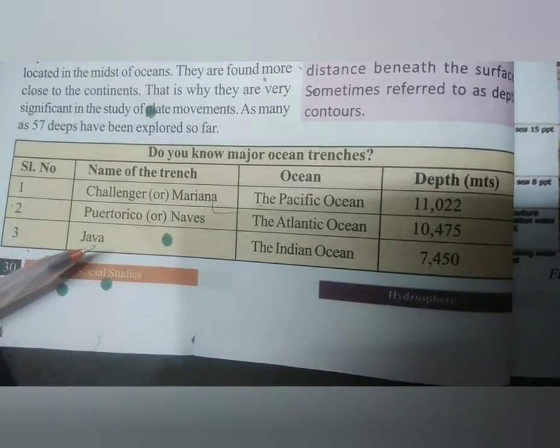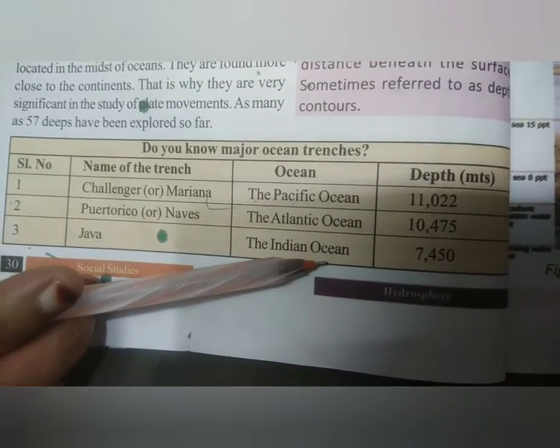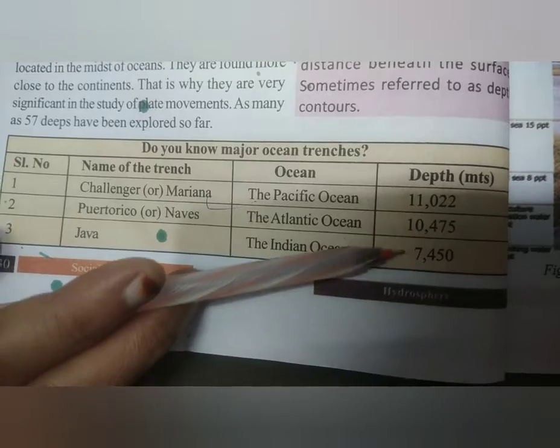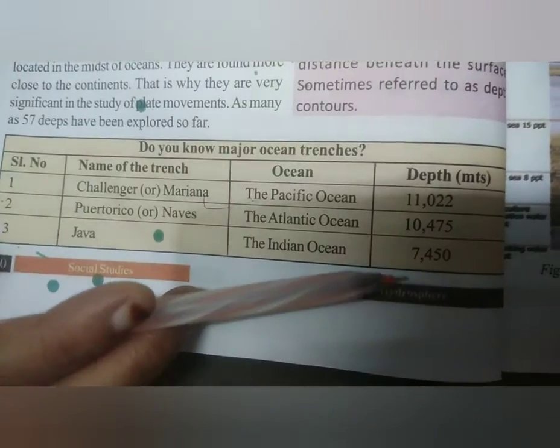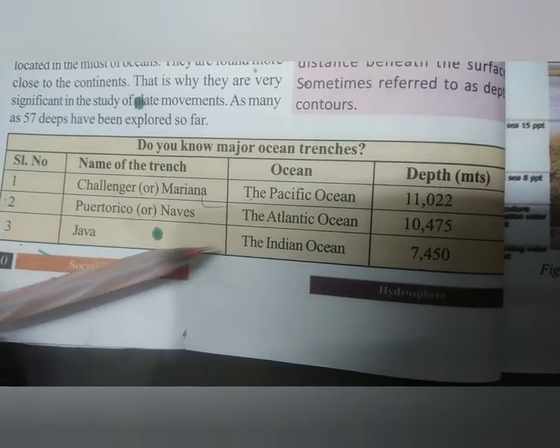Now see the third one, Java. Where does Java come here? In which ocean? Indian Ocean. So how much depth is there? 7,450 meters depth. So these are the major ocean trenches.